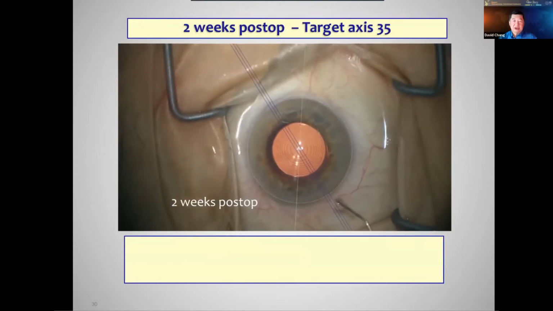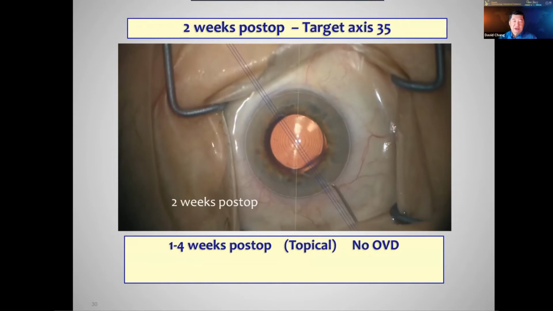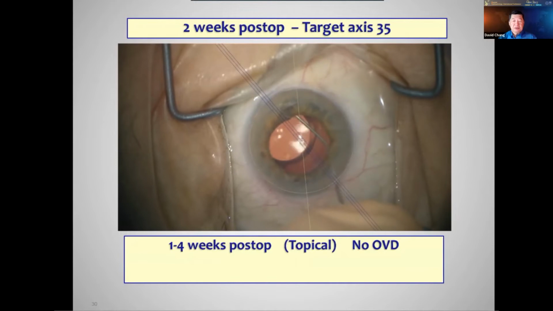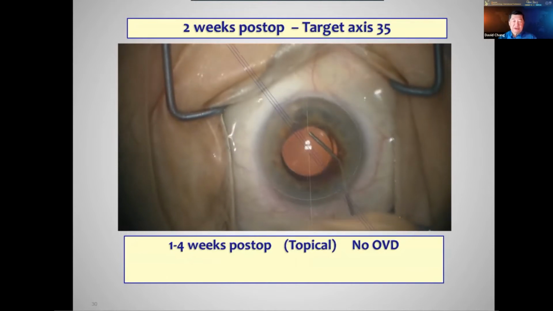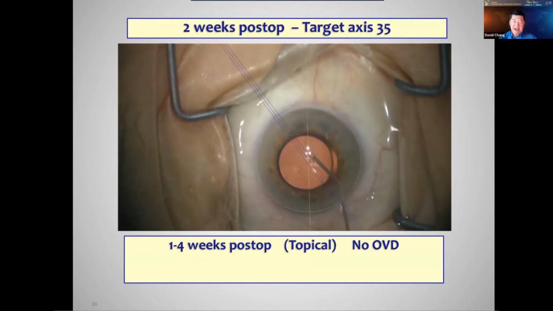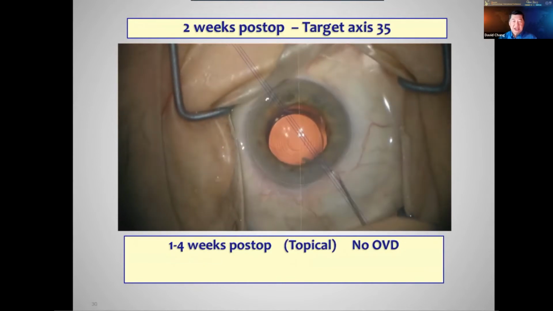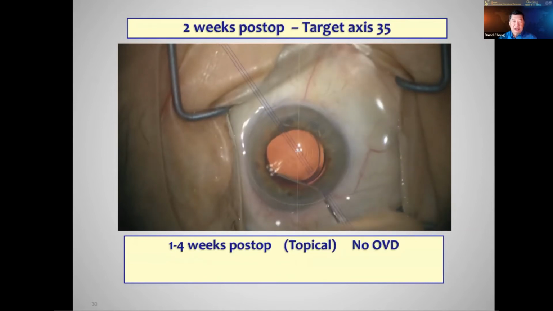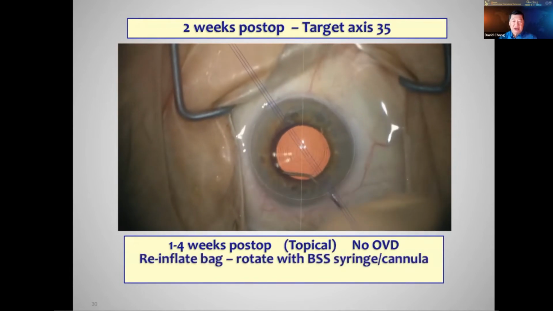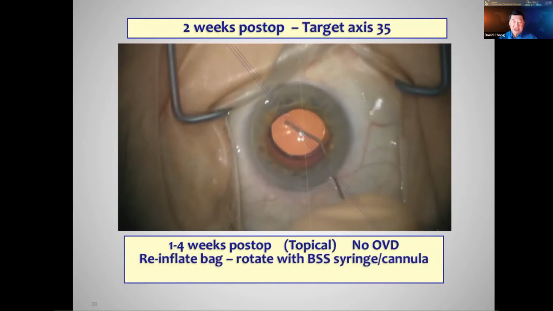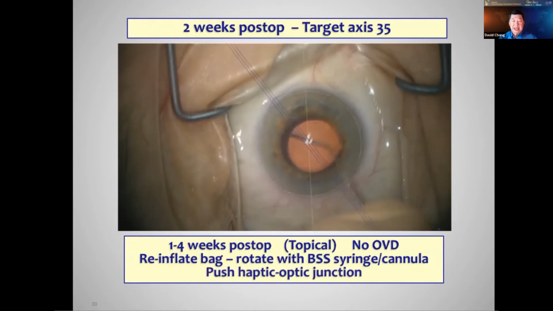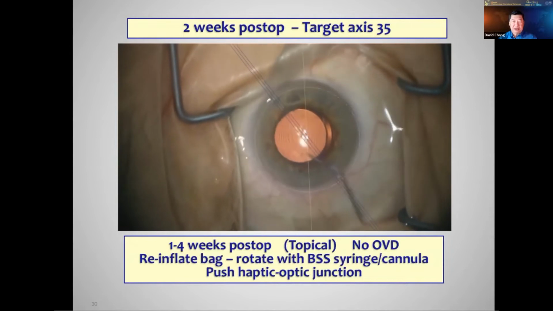The best time to do this is within a month of the original surgery so that the bag doesn't grip the lens too tightly. And I go back and I don't use viscoelastic because I don't want to re-expand the capsular bag if I don't have to. I take advantage of the shrunken bag to give better rotational stability. So I'm just using topical, and I'm just nudging the lens around with my BSS syringe with this cannula. And I'm using, here's my Callisto marking, and eventually I push that optic haptic junction.